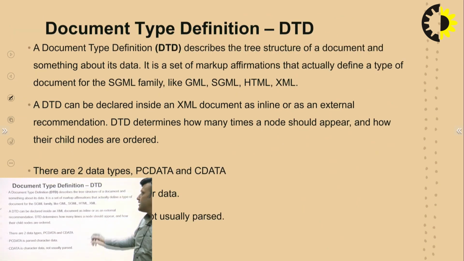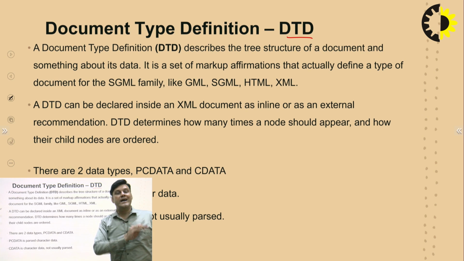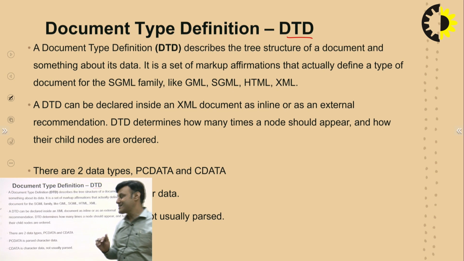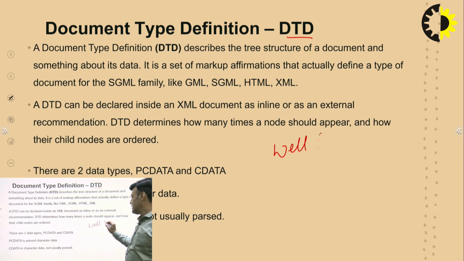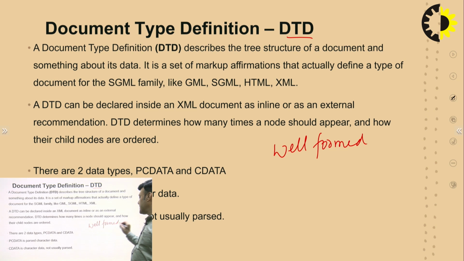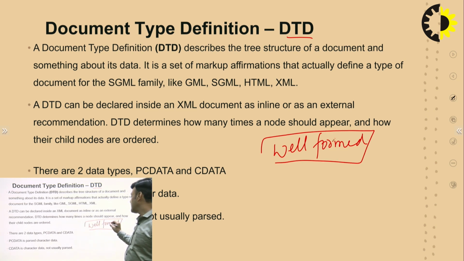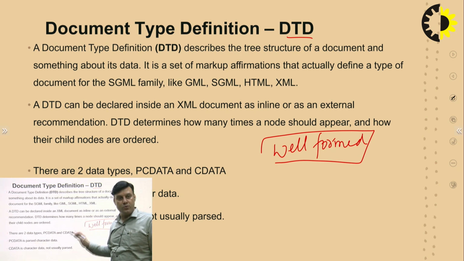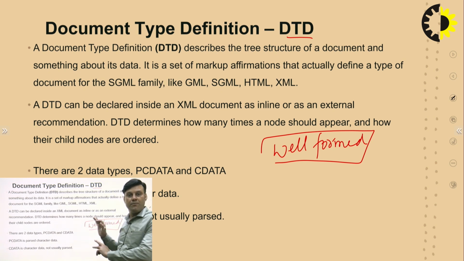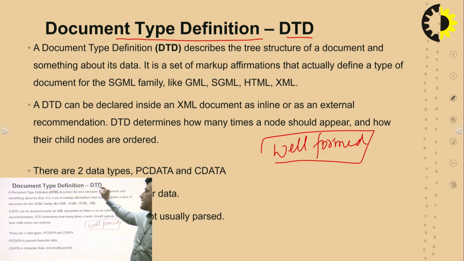Now DTD. As I have said, there is a proper format. How will I say that my XML document is well formed? I will say that my XML document is well formed whenever it follows a set of rules, some principles, assumptions, proper syntax. If those rules are followed, then I will call my XML well formed. Then how will we come to know? For that we should know about document type definition, DTD.